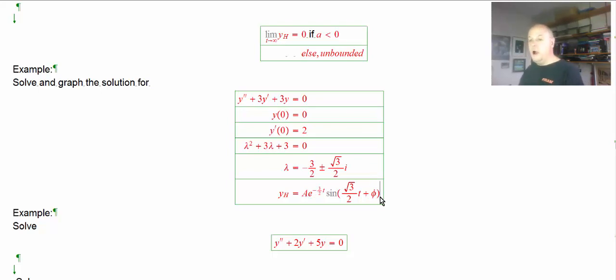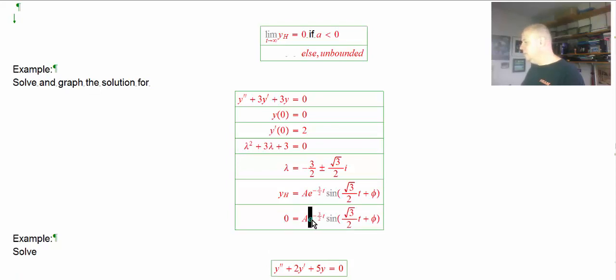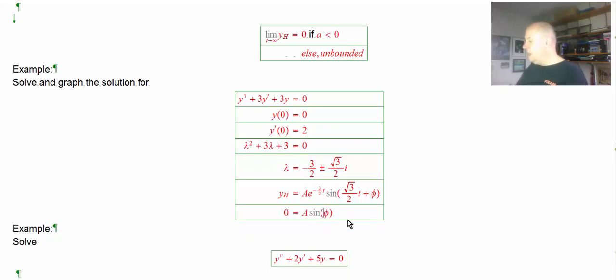Initial conditions. Our first initial condition is that y of 0 is equal to 0. So when I put t in for 0, I get 0 out for y. So when I put t equals 0, e to the 0 is 1. When I put t equal to 0, this part disappears, and I get a times sine phi is equal to 0. Well, that means that sine phi is equal to 0. That means that phi is equal to 0.